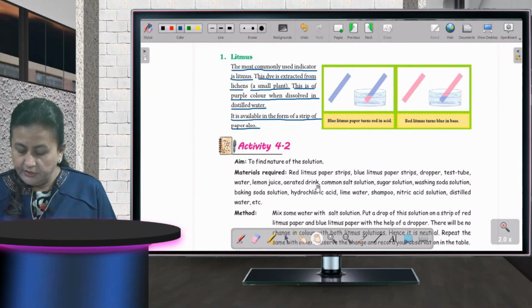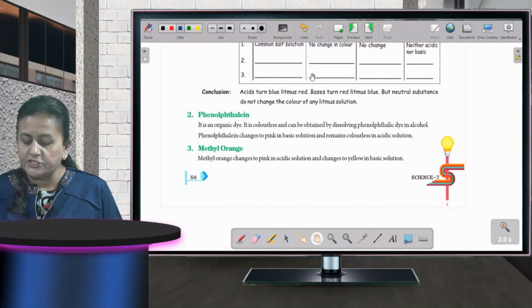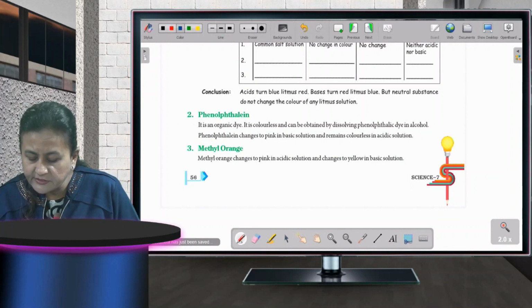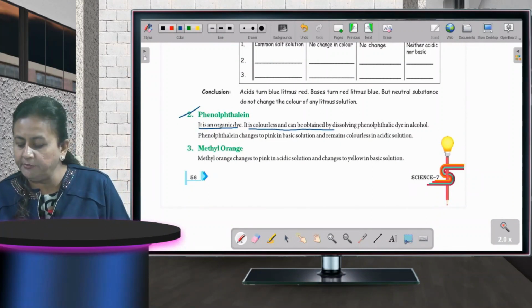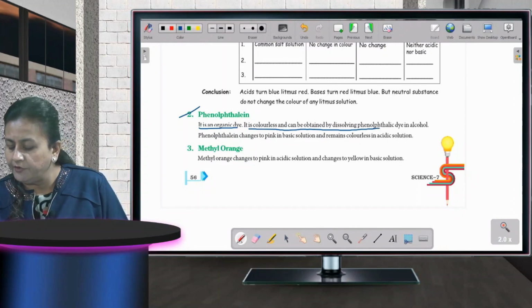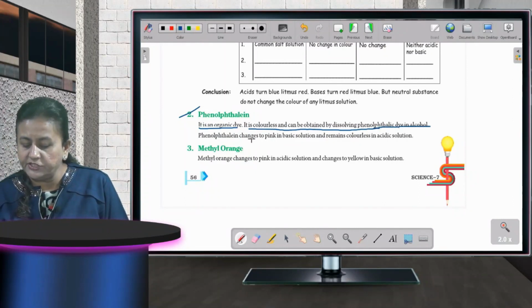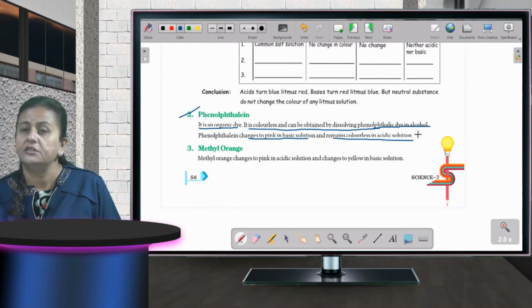Fine. Now the next one is phenolphthalein. It is an organic dye. It is colorless and can be obtained by dissolving phenolphthalein dye in alcohol. It changes to pink in basic solution and remains colorless in acidic solution.